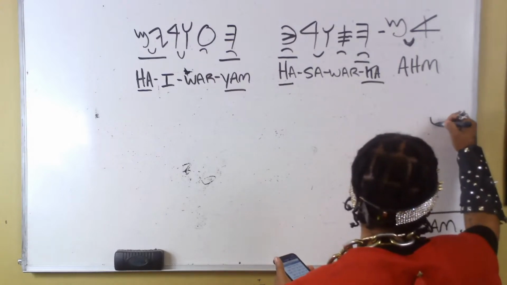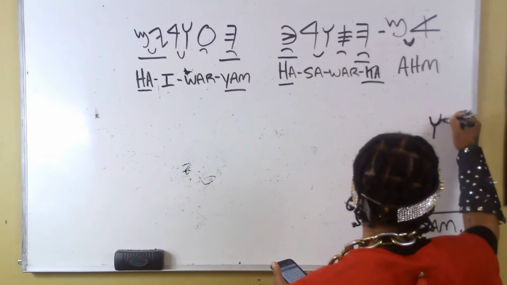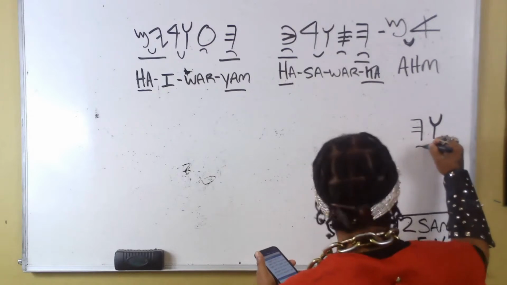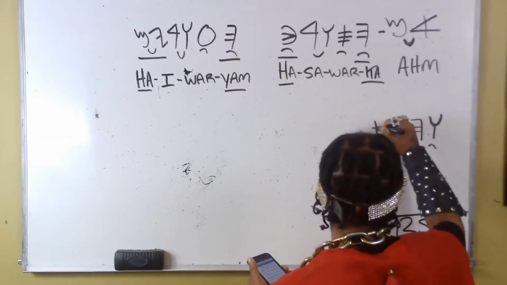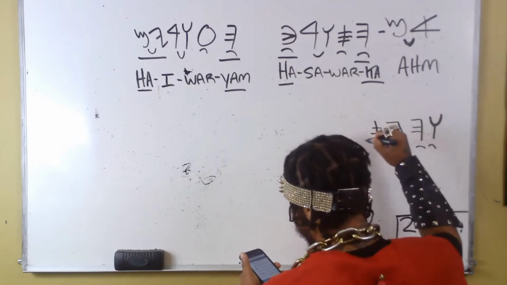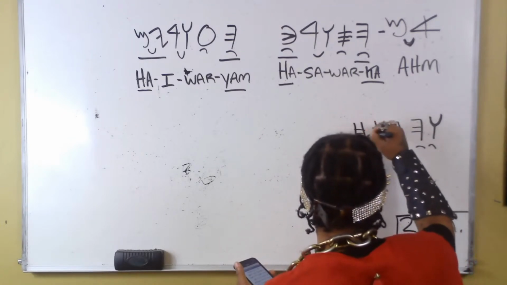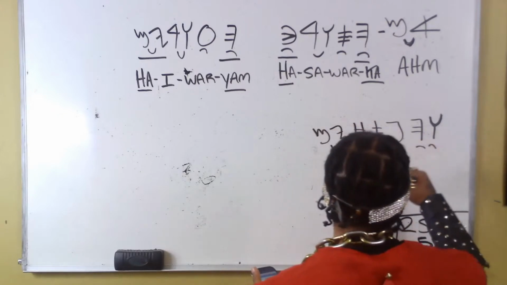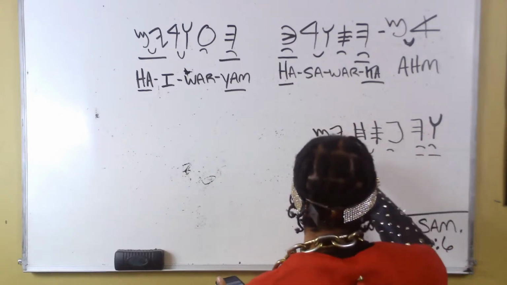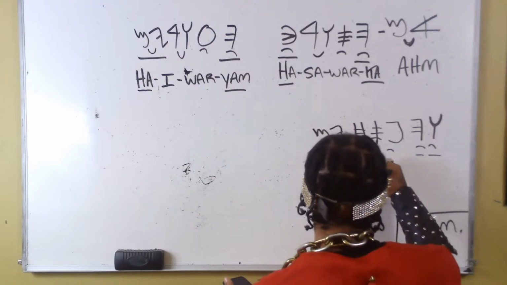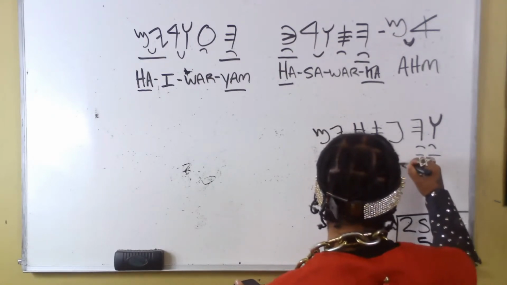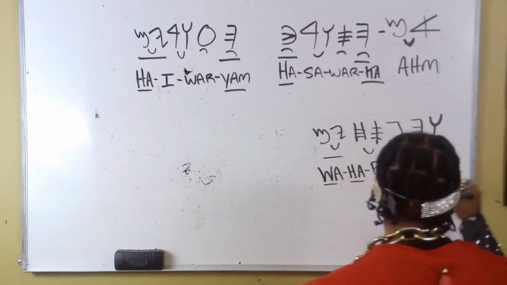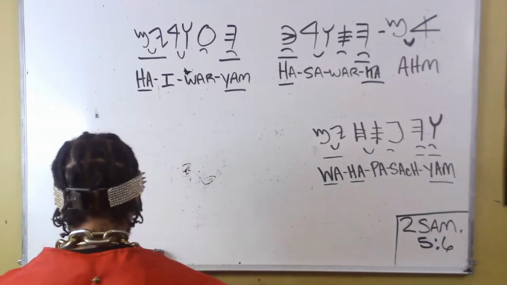We'll come down here. Waha Pasak, which is coming up. Waha Pasakim. But how do you pronounce it? Wa, ha, Pasak, and then Yum. Wa, ha, and Yum are all connectors.